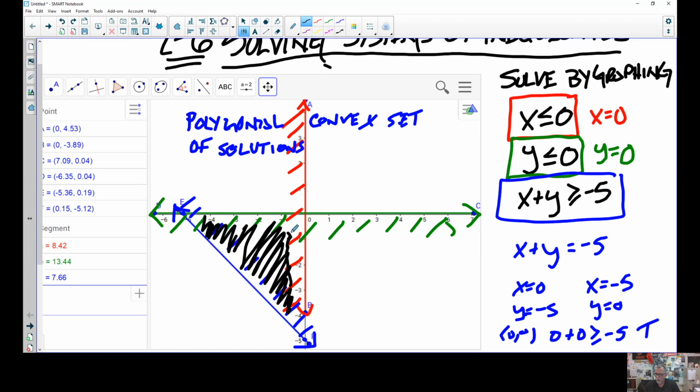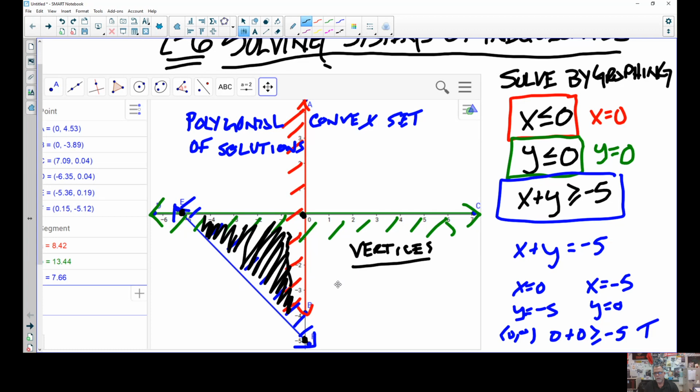Now, we can go one step further. That one step further, this is the polygonal convex set. If they want the vertices, and they may ask for that, because the vertices are going to become important to us later, the vertices would be what? We'd have this, this, and this, the vertices of that polygonal convex set.